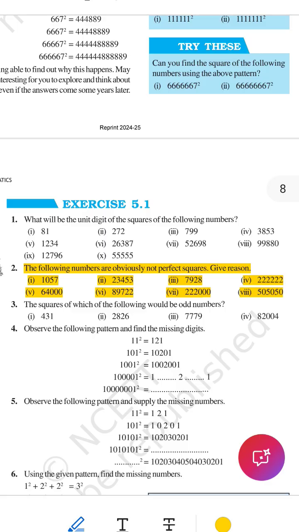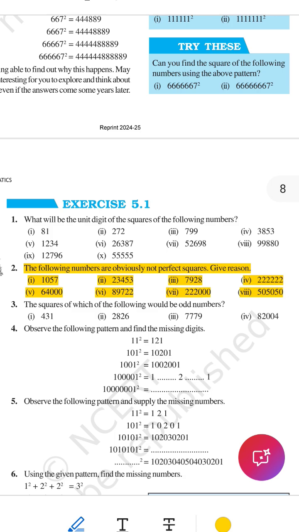23453. Last digit is 3. Check the rule. Does any perfect square end in 3? No. So 23453 is not a perfect square. Reason: it ends in 3, which is not possible. Try nearby squares. 153 squared equals 23409. 154 squared equals 23716. So 23453 is between them, not a perfect square.